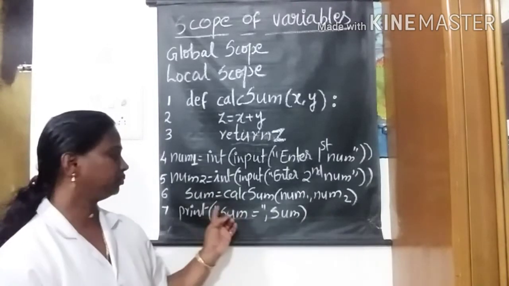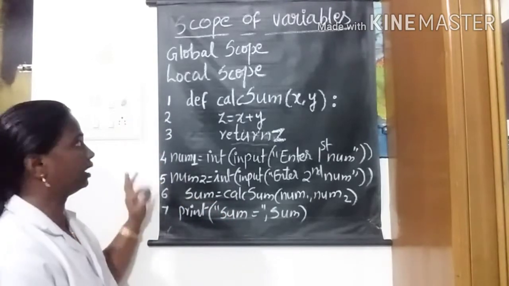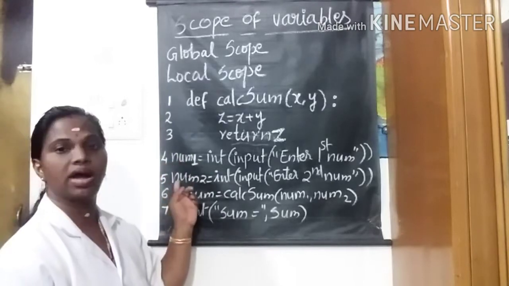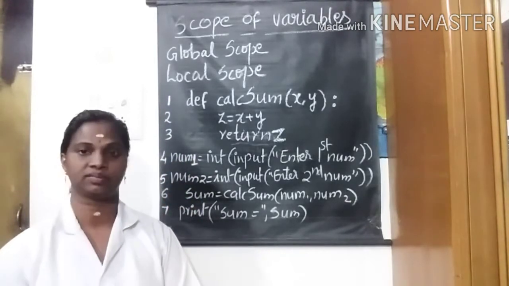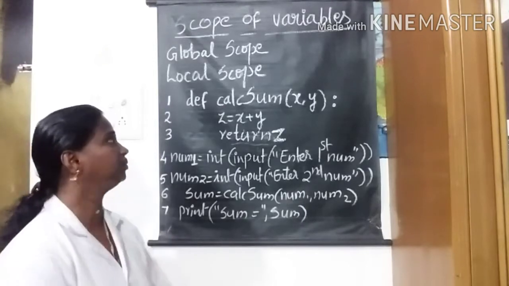Clear? Then what will happen? See, here these lines are numbered. First line, second line, third line, 4, 5, 6, 7. Total 7 lines. Then how does the execution go on? Do you know? See here.